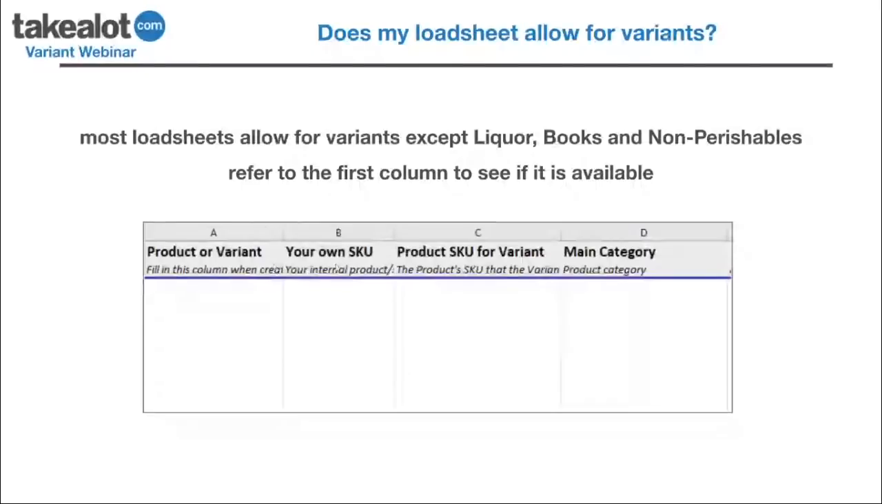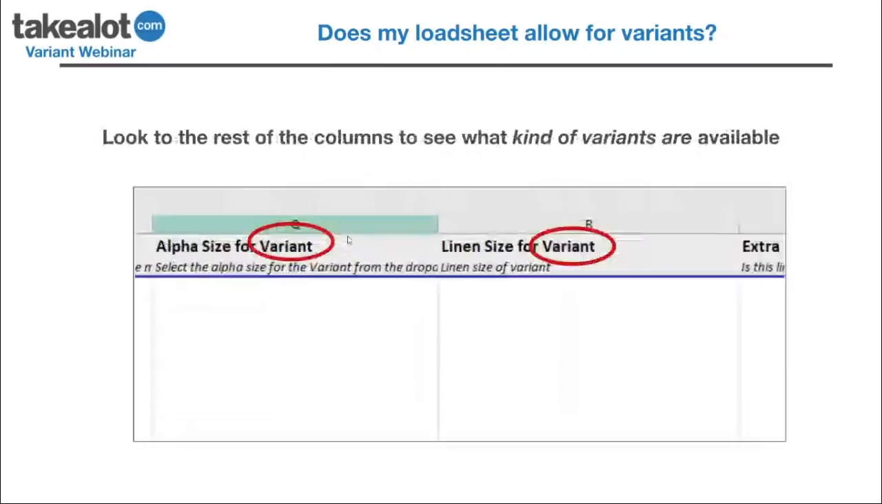If that is not there and the load sheet starts with your own SKU or any other column, it is not available. To know what kind of variants you can create within that product, you would need to scroll through the load sheet and look for anything that ends with "for variant." That would indicate that the specific attribute, for example size, is available to be used as a variant theme.